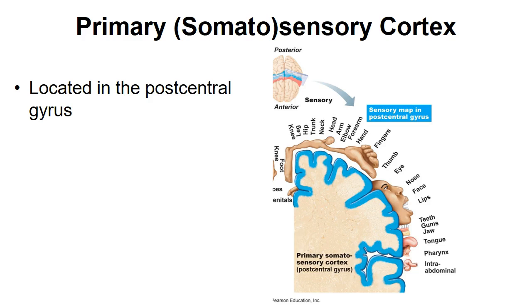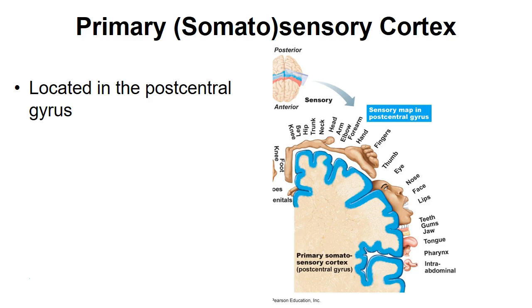They're going to be routed for perception into the cortex, and specifically they're going into the primary sensory cortex, or somatosensory cortex. Now, this primary somatosensory cortex is located in the postcentral gyrus. So if we take a look at our brain here, here's our central sulcus. In front of that is our precentral gyrus, part of the frontal lobe.